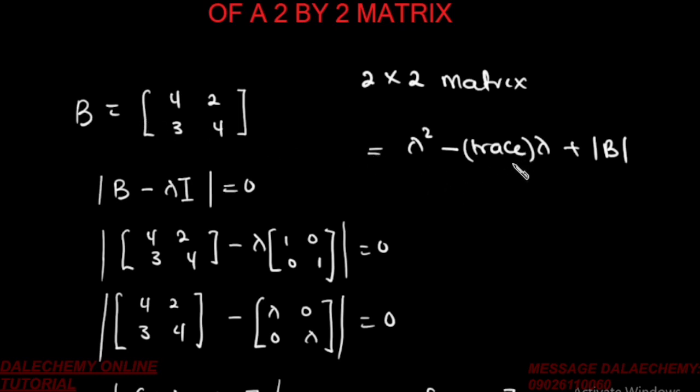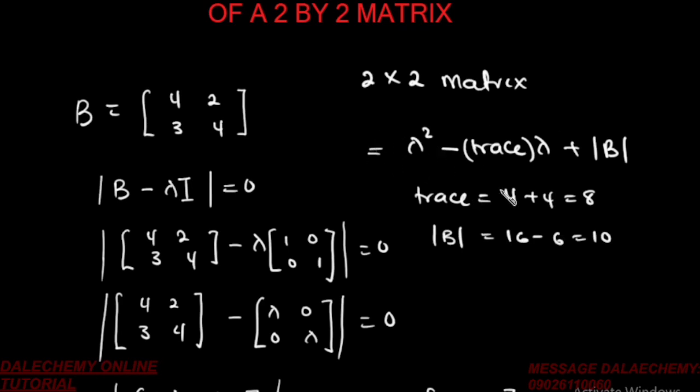Now what is the meaning of this trace? The trace is the sum of these diagonal elements, starting from the first row, first column element, then you add it with the other one in the diagonal. So that's going to be our trace. In this case, as you can see, the trace is going to be 4 plus 4, which is going to be 8. Now this is the determinant of that matrix, which is going to be 4 times 4, 16, minus 3 times 2, which is 6. That is going to give us 10.